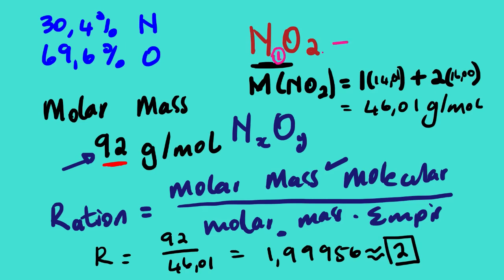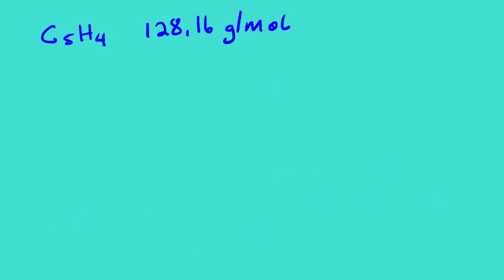So it will be 2 multiplied by 1, N2, and O, 2 multiplied by 2, we get 4. So N2O4 is the molecular formula.